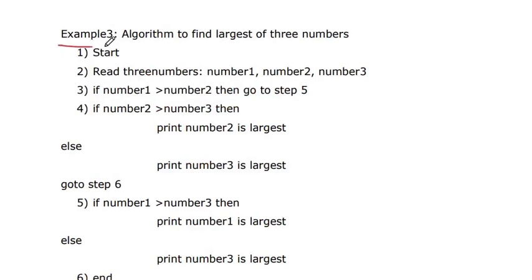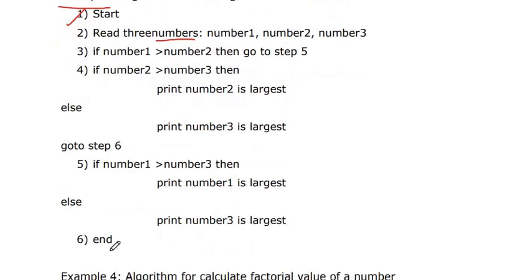Now I will be discussing the third example, algorithm to find the largest of three numbers. First step, start. Second step, read the three numbers. They are number 1, number 2 and number 3. Third step, we have to compare the numbers. If number 1 is greater than number 2, then go to step 5. Fourth, if number 2 is greater than number 3, then print number 2 is largest, or otherwise else print number 3 is largest, and go to step 6.